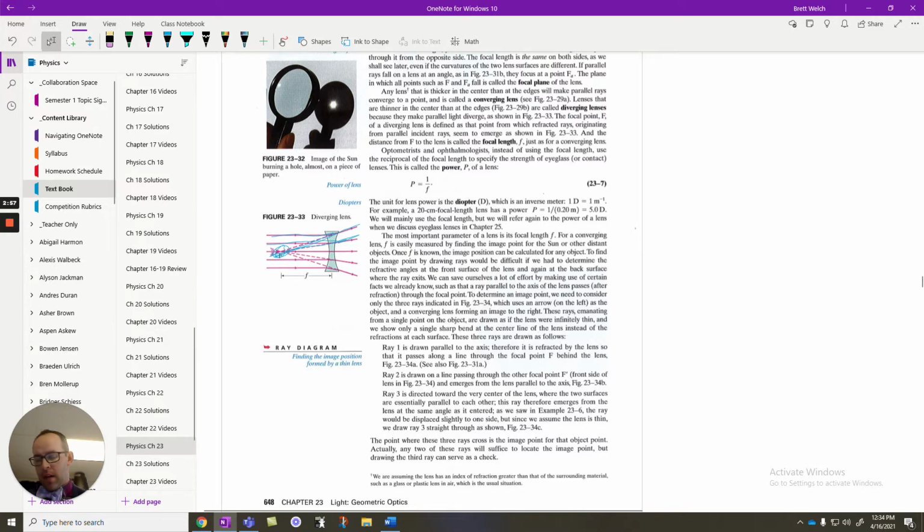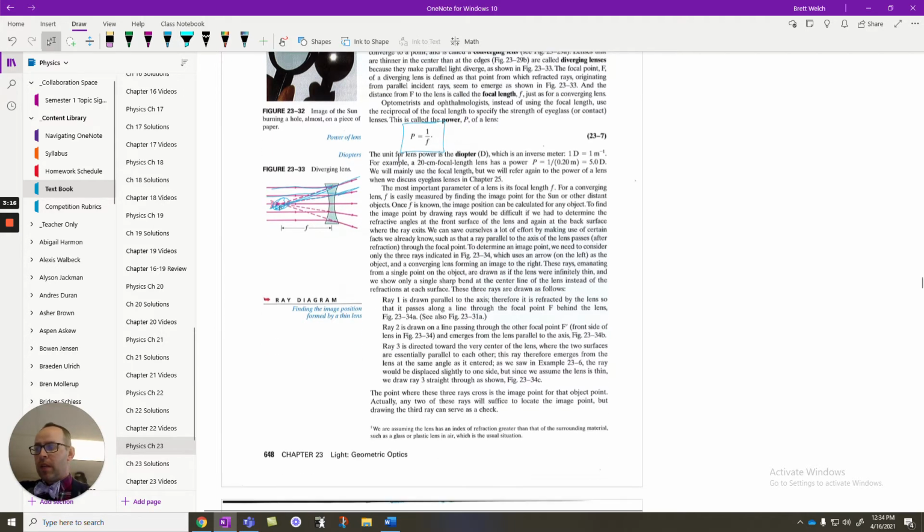Now, one little formula that you need, and this is one of the only formulas you'll use out of this section, is to measure the power of a lens. It's measured in diopters, and it's just the inverse of the focal length. And so power of a lens is equal to 1 divided by the focal length.